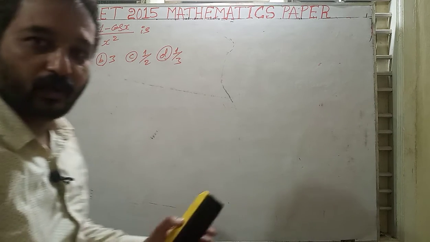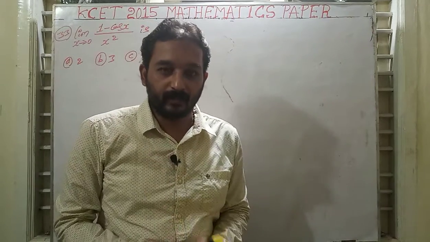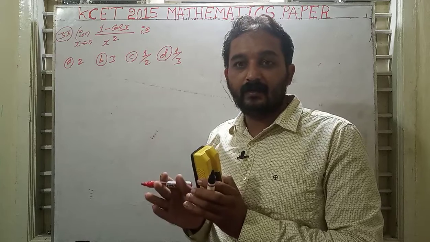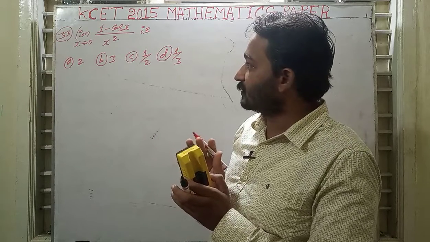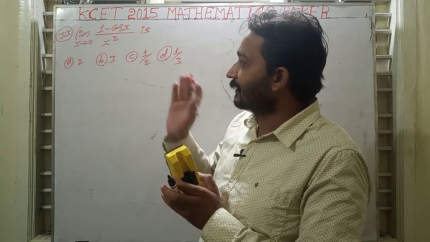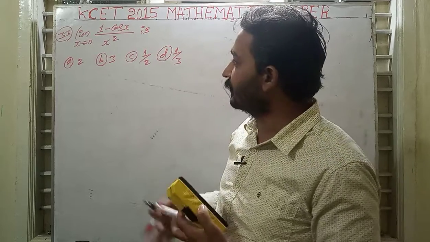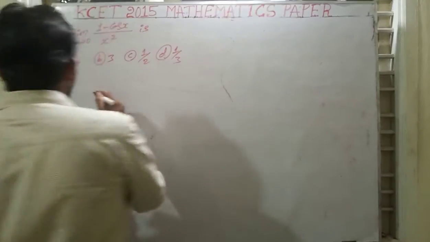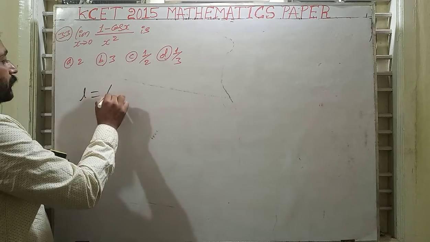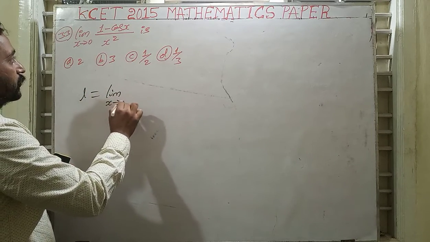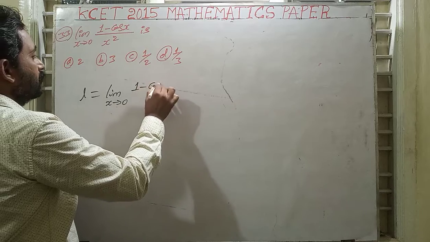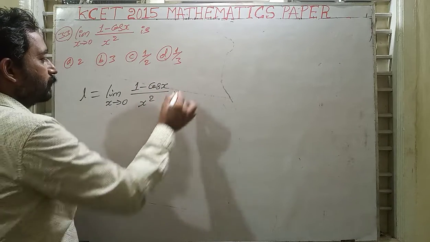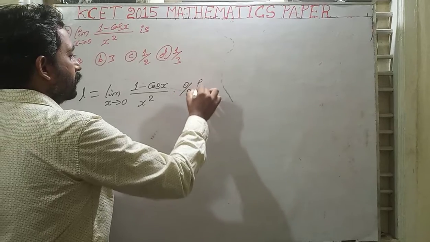So now let us move on to question number 33. This question is based on the chapter limits in first year. So now see the question. Take it as L. We have to find the L value. So L is equal to limit x tends to 0 of (1 minus cos x) divided by x square. So this is a 0 by 0 form.